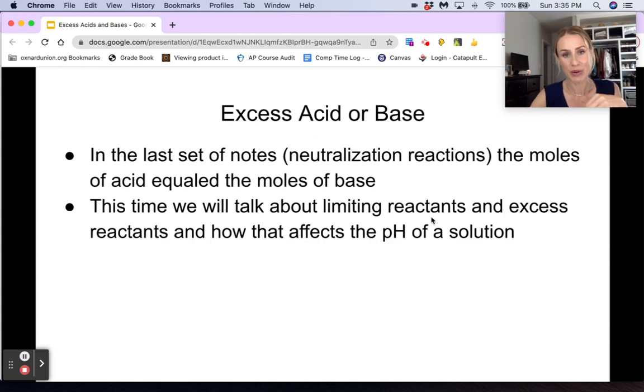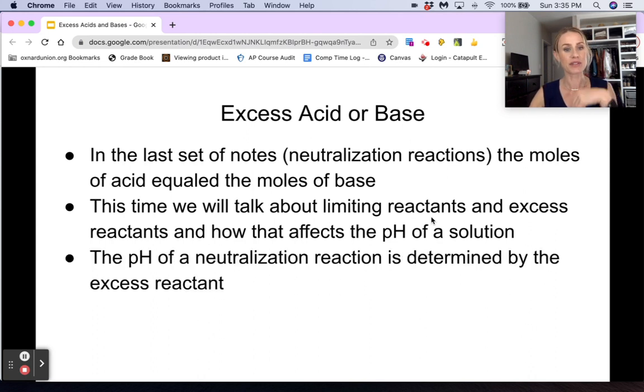Now, in this case, we're going to have a solution that has either more acid or more base. So it's not going to be the same amount like we talked about before. So the pH of this reaction will be determined by the excess reactant. If we have more acid, it will obviously be an acidic pH, so it'll be below 7. If we have more base, it will be a basic pH, so it will be above 7. And that will just depend on the number of excess moles of either H plus or OH minus. That will give us our pH of solution.